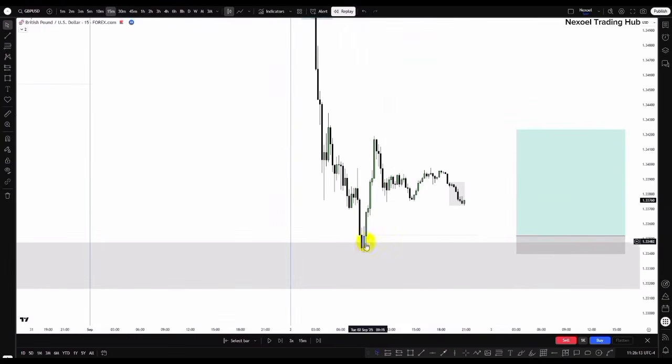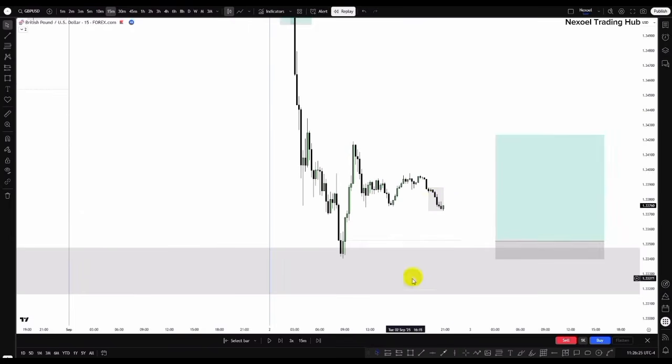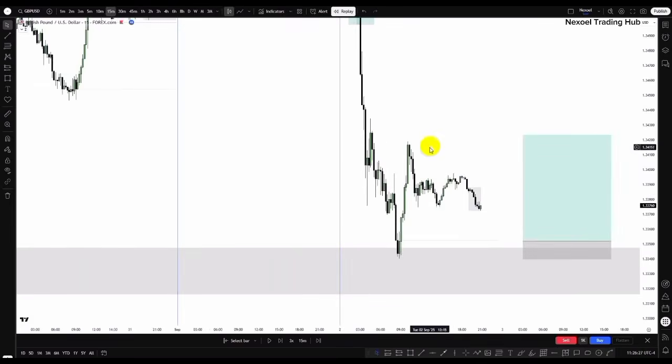So what we can just see during New York, this is the New York time, this is at 8:45 a.m. using the New York time zone, price mitigated the fair value gap and then went bullish to the upside. So clearly that was what happened, the daily fair value gap.